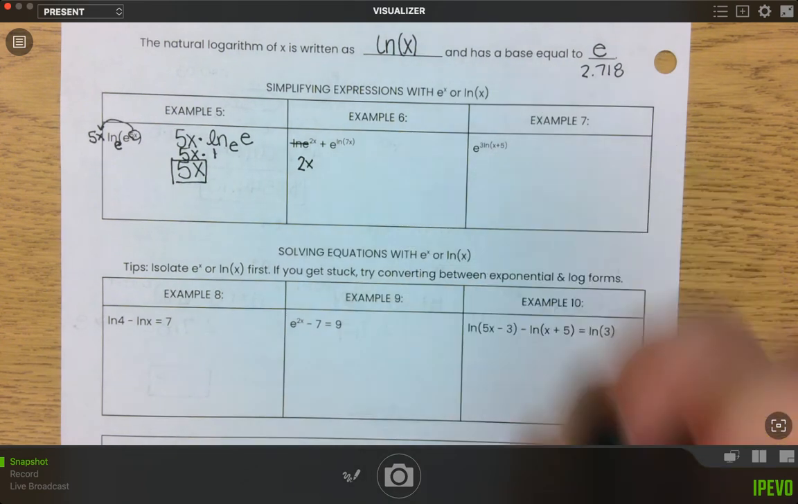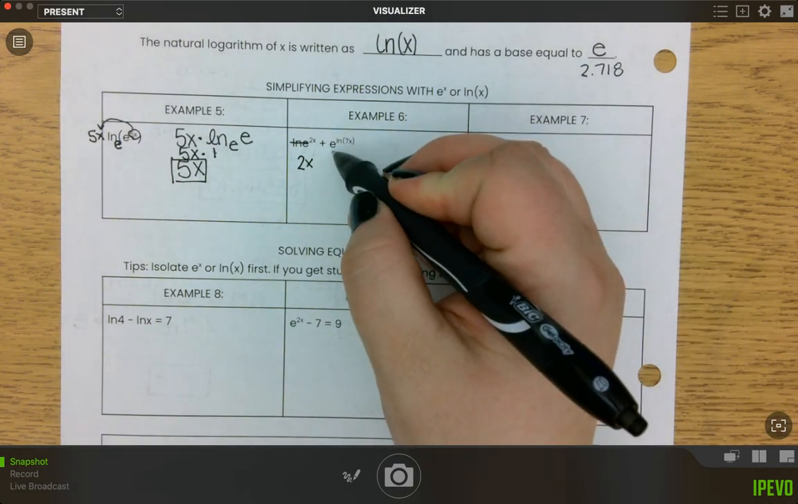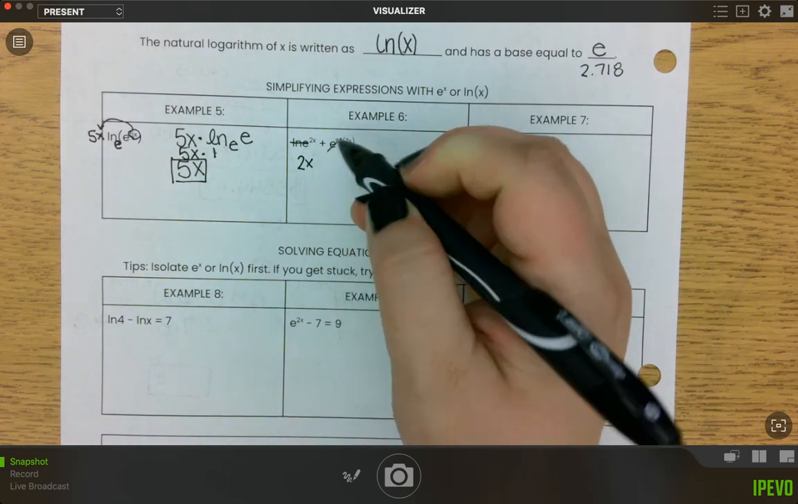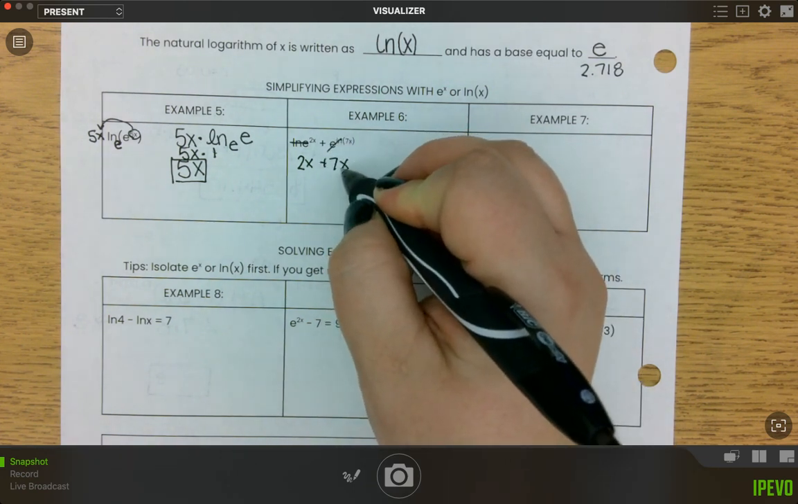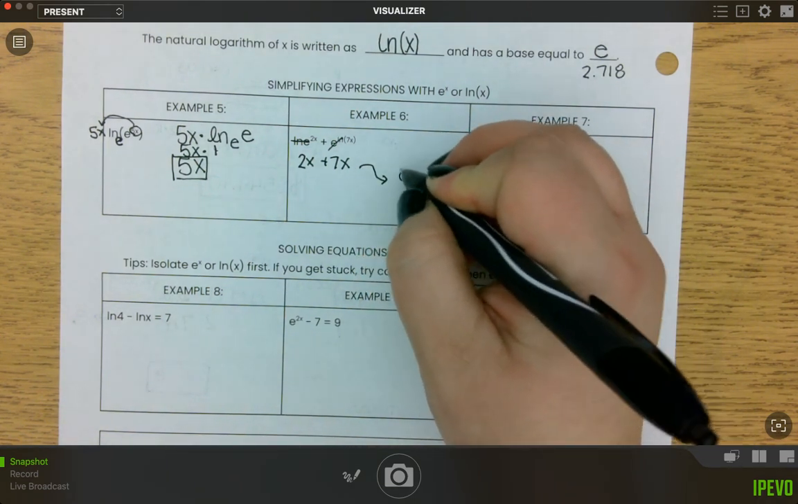They also cancel if the e goes first. So e to the power of the natural log cancel, and that's just 7x. And 2x plus 7x is 9x.